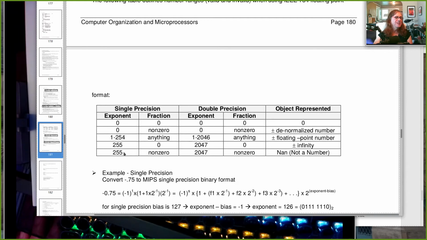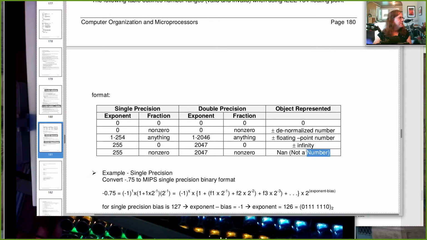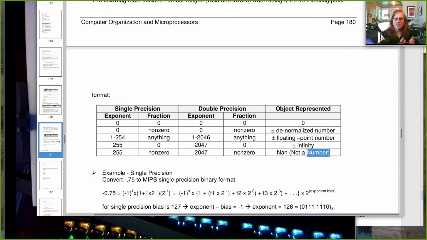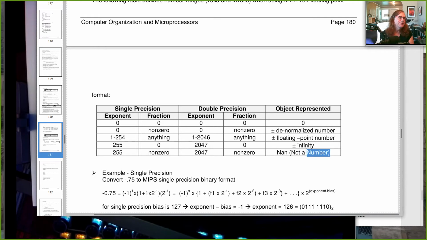And then if you use that same large exponent but a non-zero fraction, that's a representation for a NaN, not a number. So you can use that to say this is not a valid number, and you can carry that around in calculations and so on. We get to play with some of this in 223.